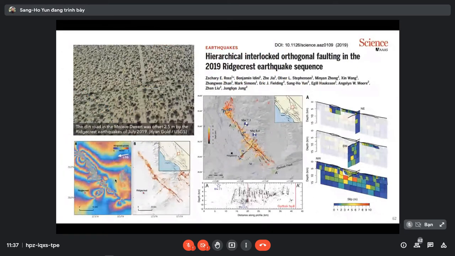For earthquakes, this is the work we did 2 years ago, after the California Ridgecrest earthquake occurred on July 4th, 2019. And again we produced an interferogram of the ground displacement caused by the earthquake. In fact, in this case, it was the combination of two major earthquakes, magnitude 6.4 and magnitude 7.1.